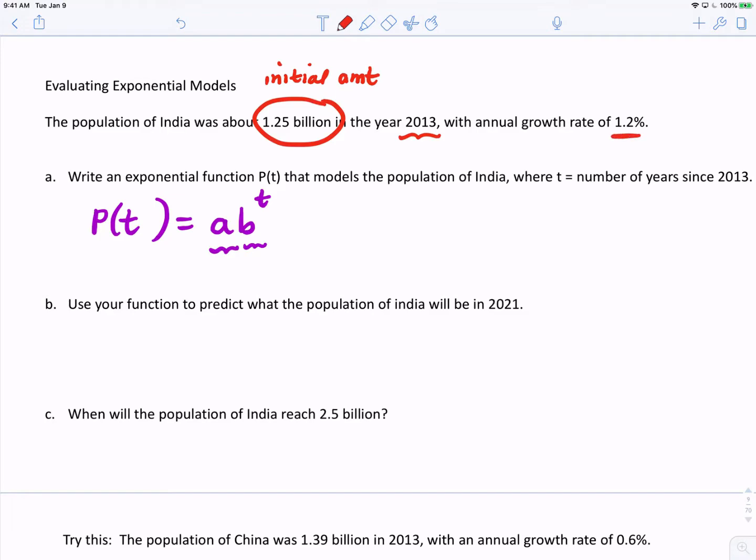And here we have a growth rate of 1.2%, which means in the following year, the population would be 100%, all the people that were there previously, plus 1.2% more. Or in other words, it would be 101.2% of the total number of people in the country. So that would be a b of 1.012. So 100% plus 1.2% more.